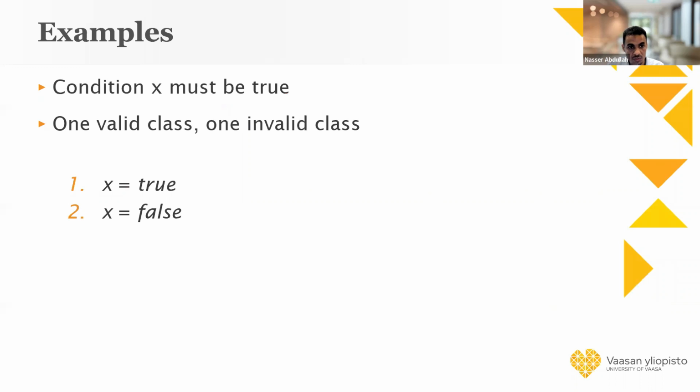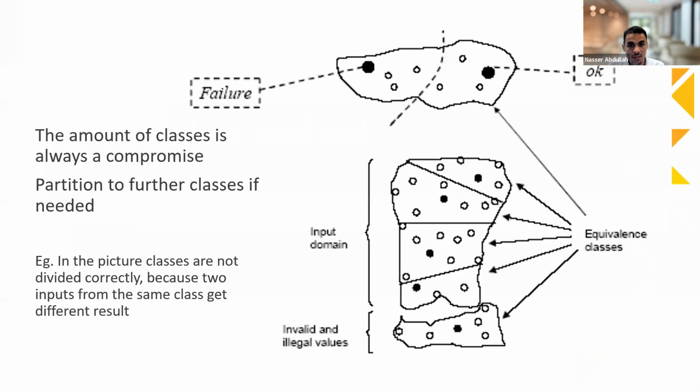Here is another example where the input accepts a true value. So we can divide the input into true and false, where true is valid and false is invalid. Next, we divide our input into partitions.